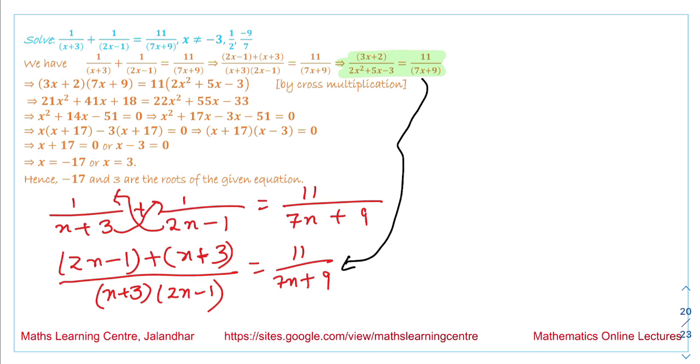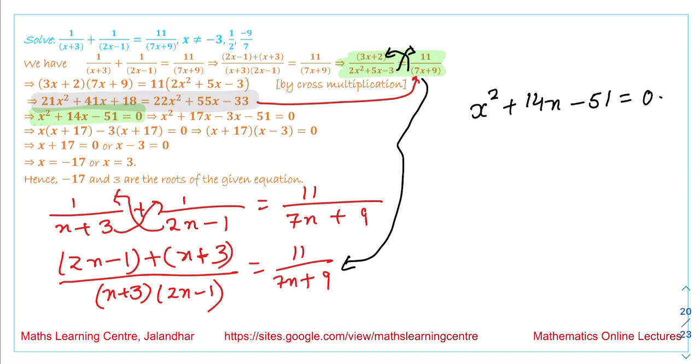Now in the next step, we have cross multiplied these terms over here and we get the equation in this form. On adjusting these terms, we get the quadratic equation as x square plus 14x minus 51 is equal to 0.